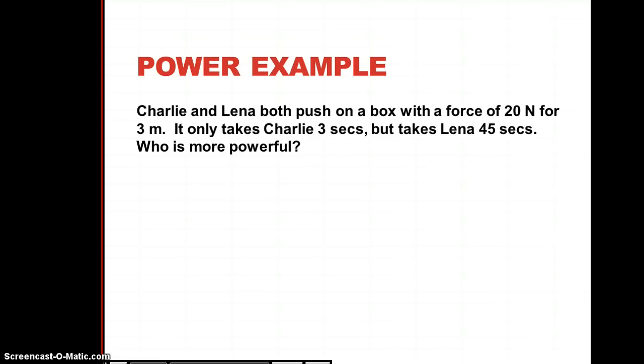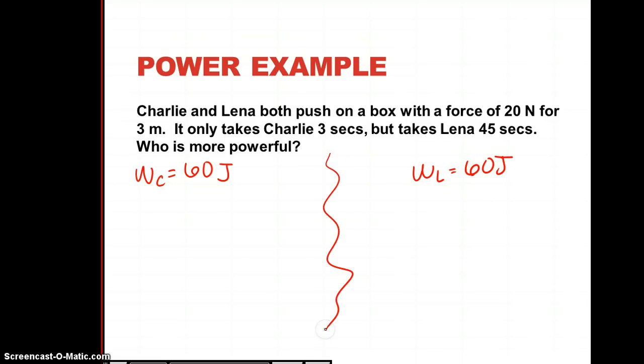So let's go back to our example where Charlie and Lena both pushed on a box with a force of 20 newtons for 3 meters. Remember, we know that each of them, the work, was 60 joules. The work of Charlie, the work of Lena. But now we can see Charlie only uses 3 seconds, Lena uses 45. So let's figure out their power. Power, remember, is work over time.